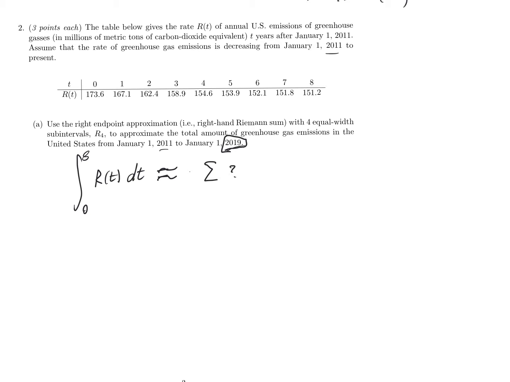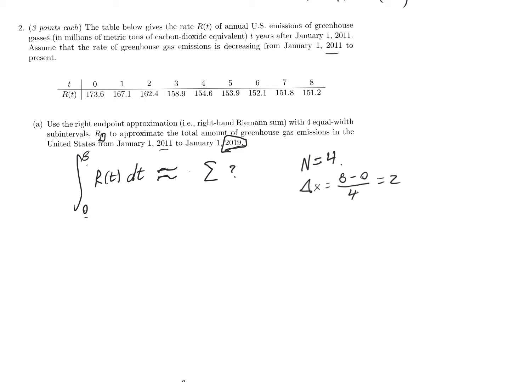So this right-handed Riemann sum has 4 points. That tells us n equals 4. So what is delta x? Delta x is going to be 8 minus 0, that's where we end and where we start, over 4, that's equal to 2. So the width of each and every rectangle will be 2.